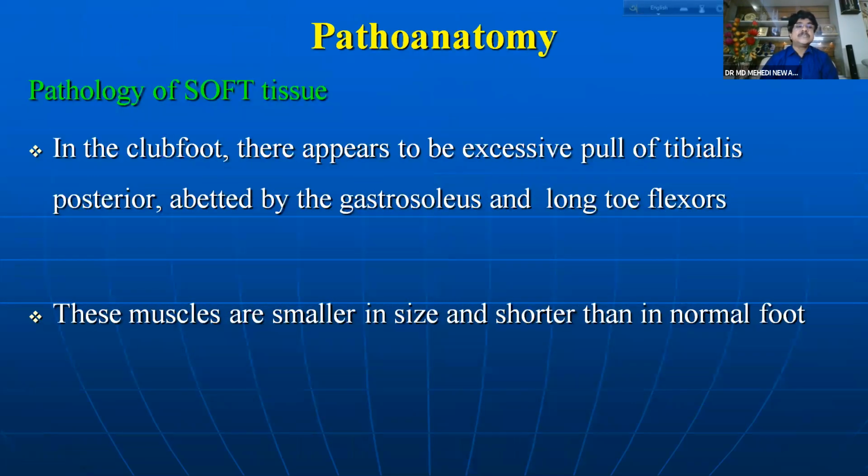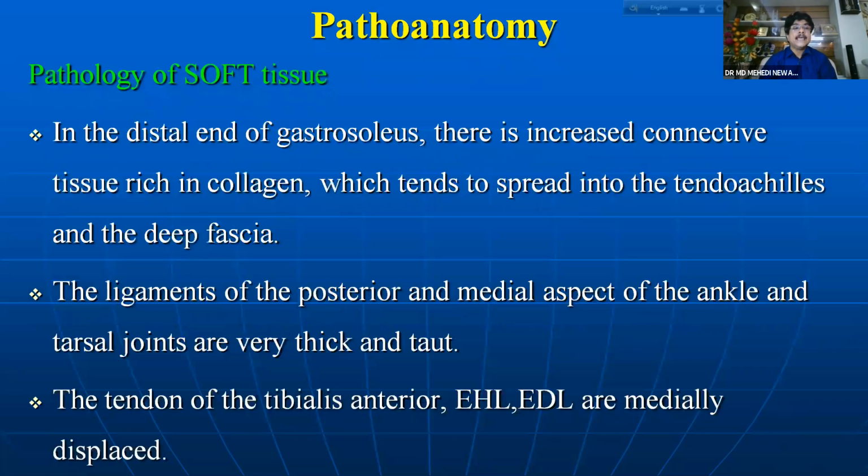and the important thing is the pathology of the soft tissue. In the clubfoot, there appears to be excessive pull of tibialis posterior, which is abetted by the gastrocnemius and long toe flexors. These muscles are smaller in size and shorter than normal foot. In the distal end of the gastrocnemius, there is increased connective tissue rich in collagen, which tends to spread into the tendo Achilles and the deep fascia.